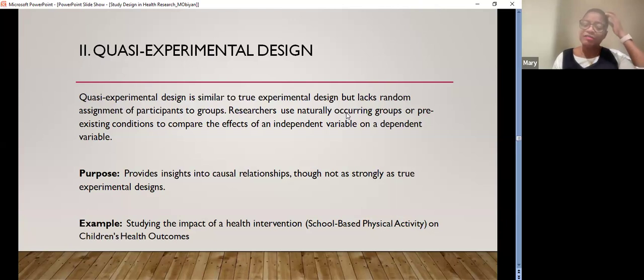Okay, so for the quasi, there is an intervention. So it's before and after. For example, studying the impact of a health intervention, school-based physical activity, on children's outcomes. So the intervention was introduced. However, we are not saying some children should undertake the physical activity while some should not. No. Everyone is exposed to it, the health intervention is available to all. And then we want to see the effect of the intervention. Next slide, please.